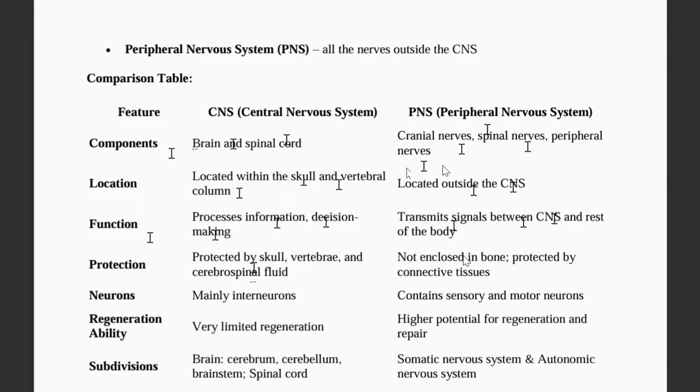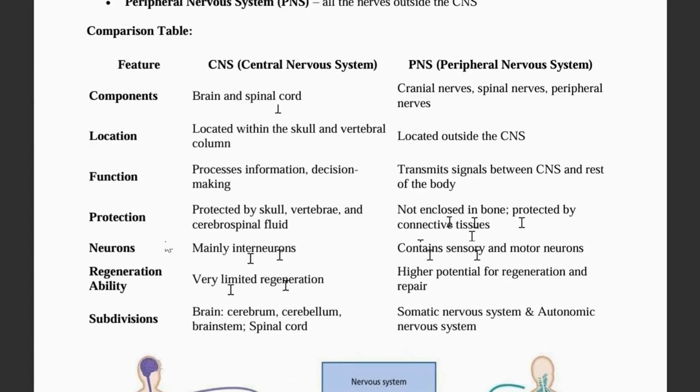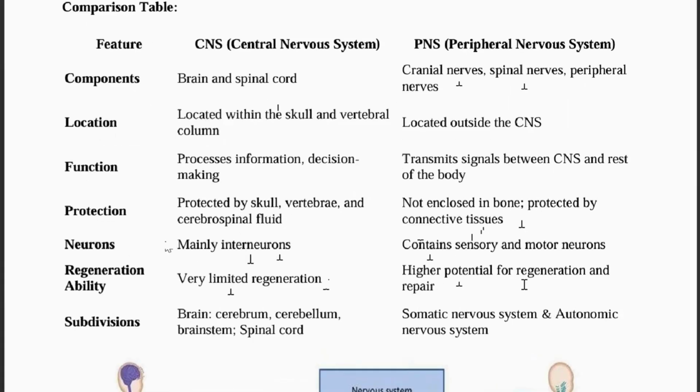What is it protected by? The brain is protected by the skull, and the spinal cord by the vertebrae and the cerebrospinal fluid. This is not enclosed in bone. It is protected only by connective tissues. Neurons: here it is mainly interneurons. Here it contains sensory and motor neurons. Regeneration ability: very limited regeneration. This has high potential for regeneration and repair.